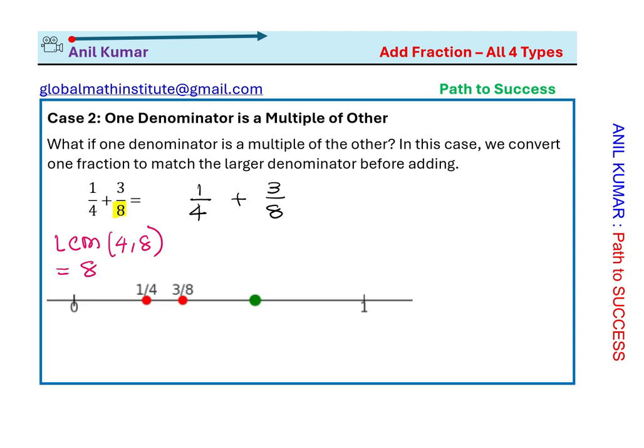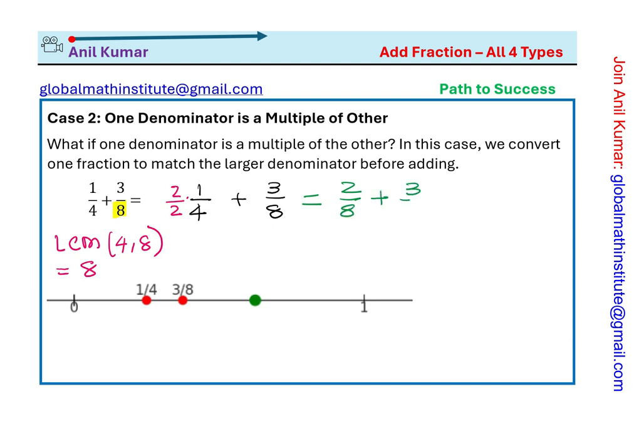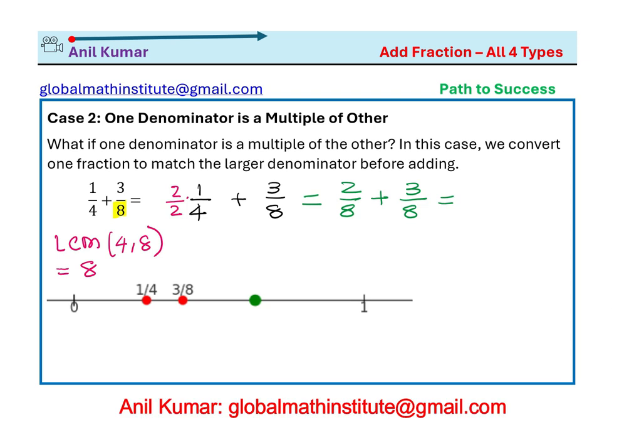To make this 8, I'm going to multiply by 2 over 2. 2 over 2 is 1. Multiplying by 1 does not really change your result, so we get absolutely the same thing, which is 2 over 8 plus 3 over 8. Once you have the same denominators, you don't have to worry. Just put that denominator down, add the numerators, and get the result: 5 out of 8.